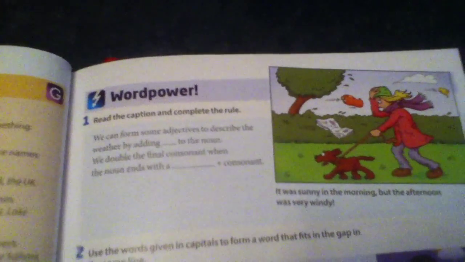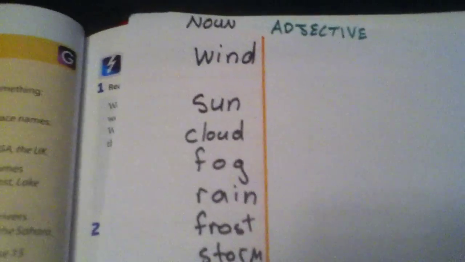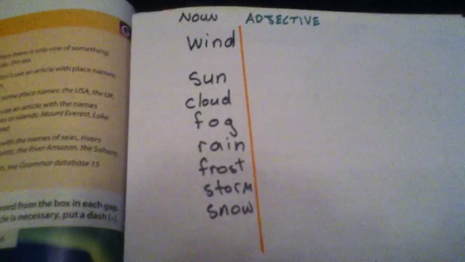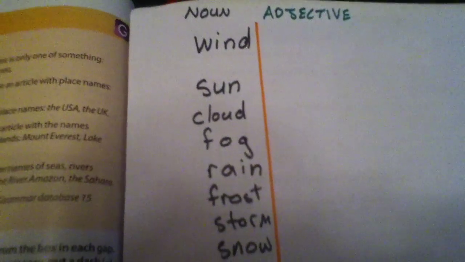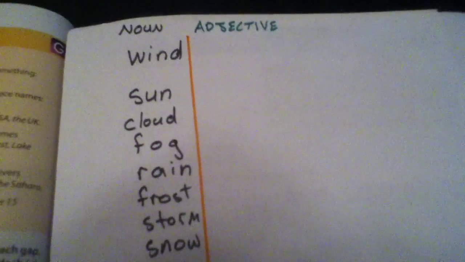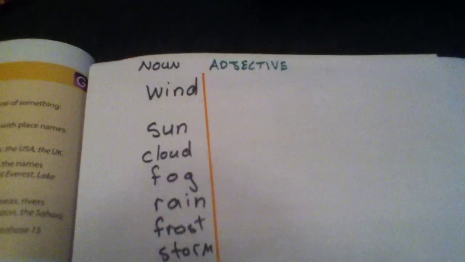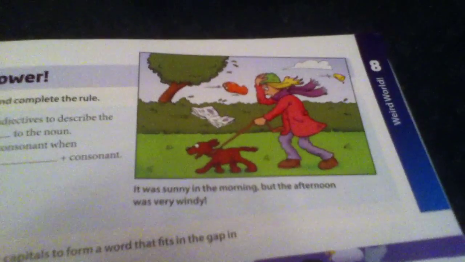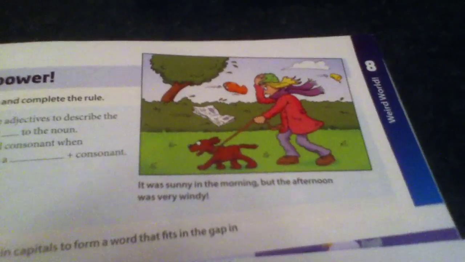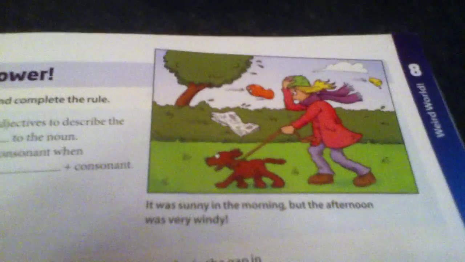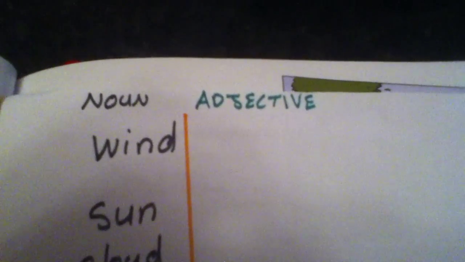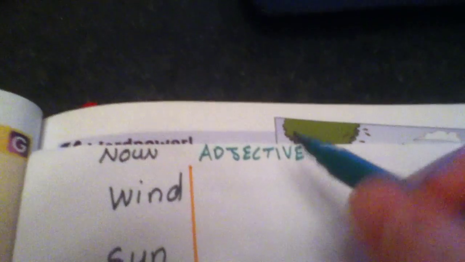Okay, to help us with this, let's take a look at this worksheet. So here I have some weather nouns. You can see in black on the left are the nouns, and on the right we want to form some adjectives. So the noun is wind. What's the adjective? Let's take a look again at our caption. It was sunny in the morning, but the afternoon was very windy. There we have an adjective to describe the afternoon, windy. So how do we turn the noun into an adjective? It's quite simple, we just add the letter Y.